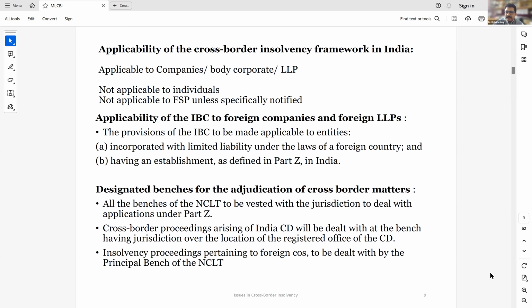So the intent is that the cross-border insolvency application will be filed in the NCLT where the corporate debtor has its registered office or establishment, or where some substantial assets will be. Hence, all the NCLTs will have jurisdiction to take up these cross-border insolvency matters. So cross-border proceedings arising out of India's CD will be dealt with at the bench having jurisdiction over the location of the registered office of the CD, but insolvency proceedings pertaining to foreign companies are to be dealt with by the principal bench of the NCLT only.